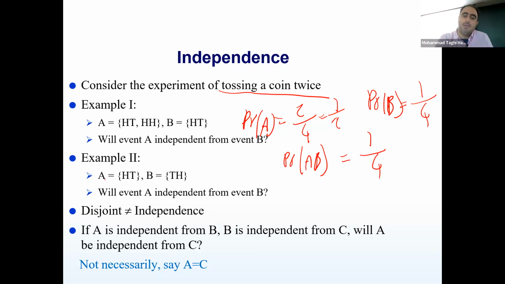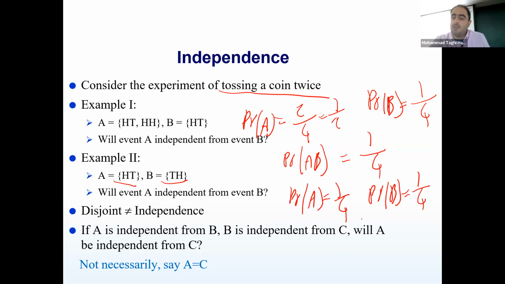Now consider this other case. A is equal to HT and B is equal to TH. Will event A be independent from event B? So what is the probability of A? Probability of A is again 1 out of 4. What about probability of B? Again, 1 out of 4. What about the probability of AB, A intersection B? It would be the empty set, the intersection of them, so that would be 0. And we are using axiom 2 here. So that would be 0. Is it the case that 1/4 times 1/4 is equal to 0? No. So it means that A and B are not independent.